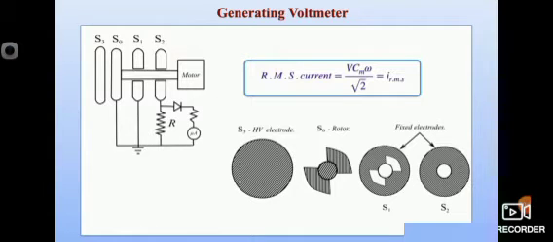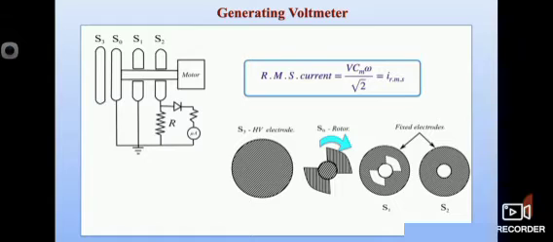The diagram shows the construction of the generating voltmeter. It consists of 4 electrodes S0, S1, S2 and S3. S3 is kept at a fixed distance from S0. S0 is connected to the motor vanes. See the figure: S0 is running in the clockwise direction, which is the rotor vane direction. S3 is the high voltage electrode and S1, S2 are the fixed electrodes.